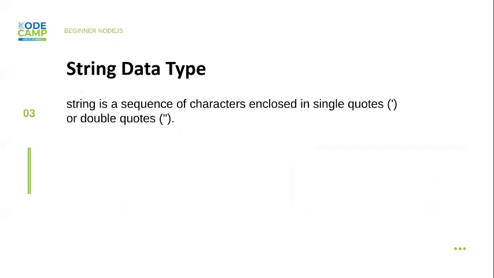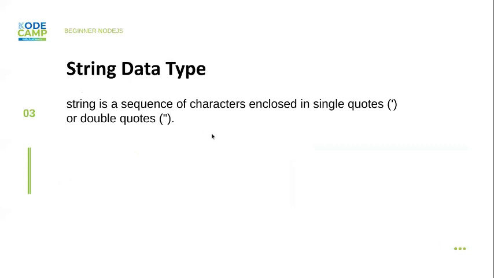String data type. What is a string? A string is simply a sequence of characters enclosed in single or double quotes. So any set of characters I have in single or double quotes, you can consider that a string. Also, apart from single or double quotes, anything that's enclosed in backticks is a string too.